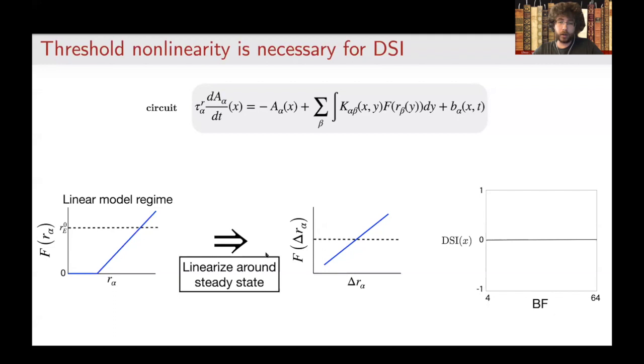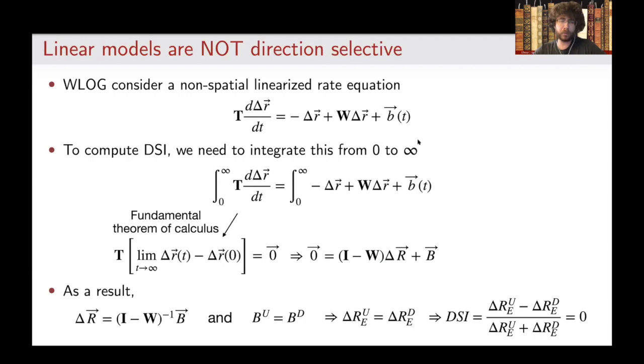And one of the nice things, and I'll have the slide here, is that this is a relatively simple model. We just have these different populations, but now we can mathematically go in and prove why that is the case. Why having a linear model ends up being a pretty straightforward proof, just using the fundamental theorem of calculus to show that you will always have a DSI of zero. So again, that's a key component of the model.